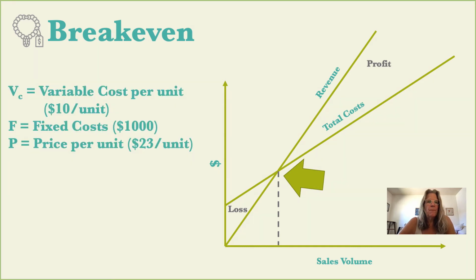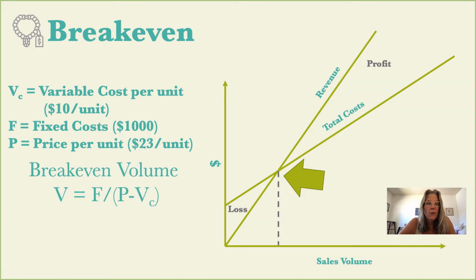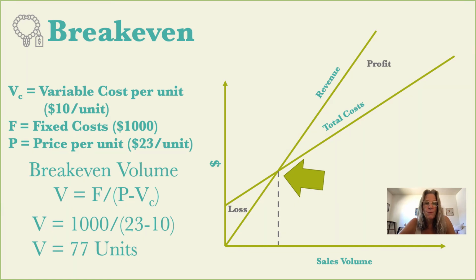So let's look at an example. We have a variable cost of $10 per unit and a price of $23 a unit. When we put that into the equation, we can figure out the break-even volume, meaning the volume such that the profit is 0, or revenue is equal to total costs. Plugging it in, 77 units is our break-even volume, and it would be units per year because the fixed cost is dollars per year. That means if we produce more than 77 units, we'll make a profit. If we produce less than 77 units, we will have a loss.